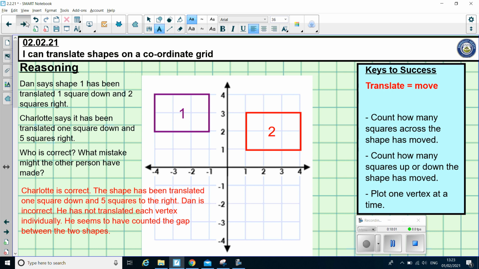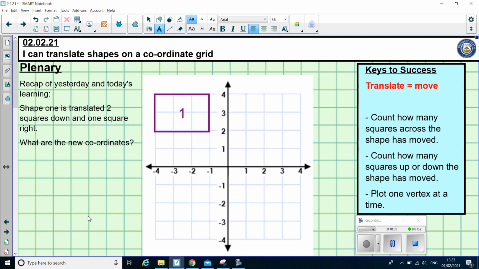Final thing for you to have a think about for today's lesson then, Year 6. Today's plenary combines yesterday's learning with today's learning. So on my coordinate grid, I have got a shape. We want you to translate that shape 2 squares down and 1 square to the right. And then we want to know the new coordinates of that shape.